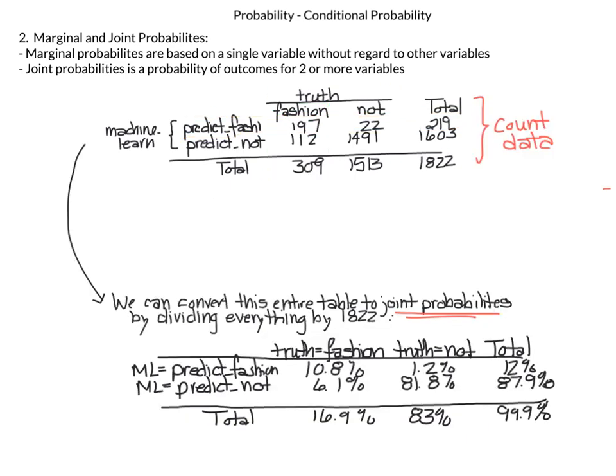This data here is actually a data count, so it counts how many photos. Often we are not given this data, but what we're given are joint probabilities and also marginal probabilities that we get by dividing all of these numbers by 1,822. And this actually should be 100%. It's just rounding error that makes it 99.99%.